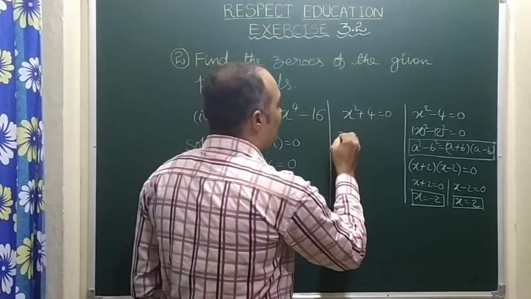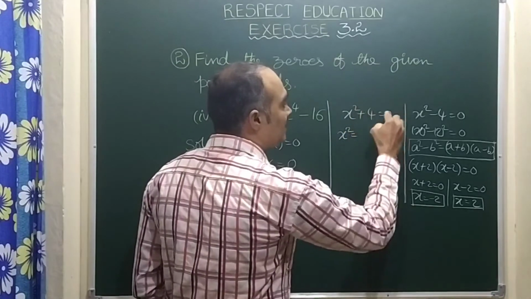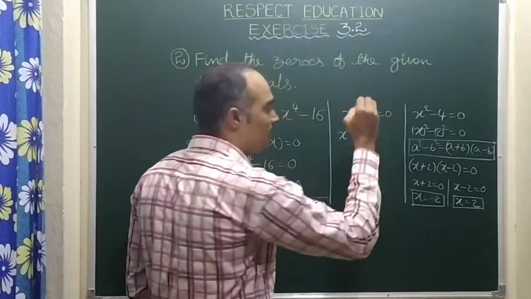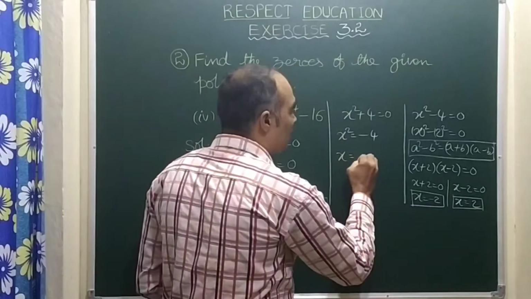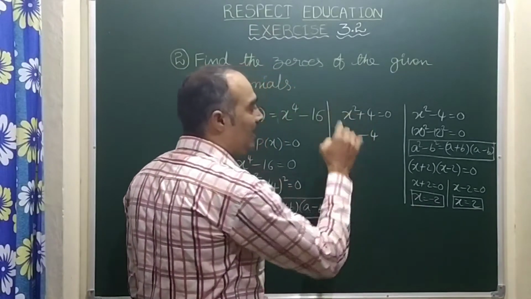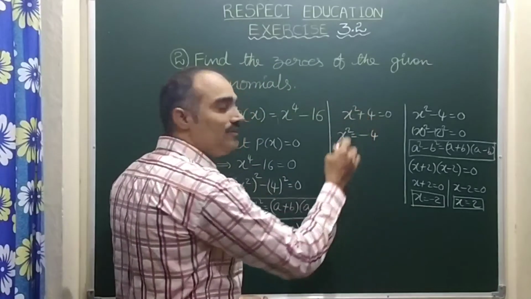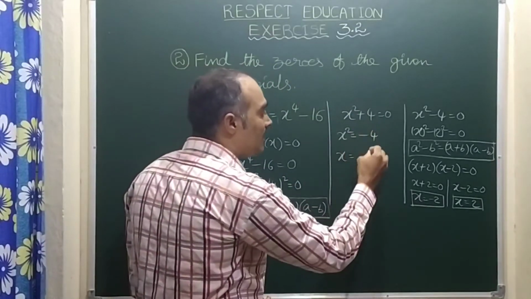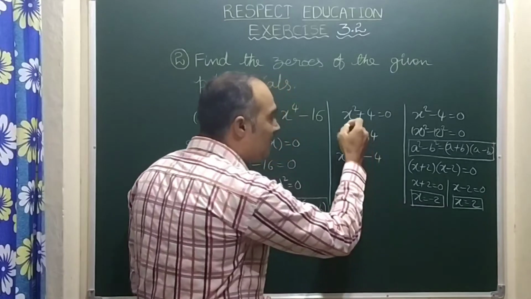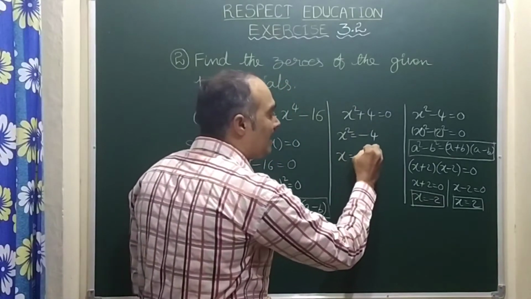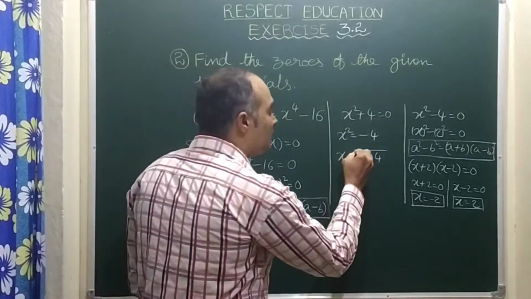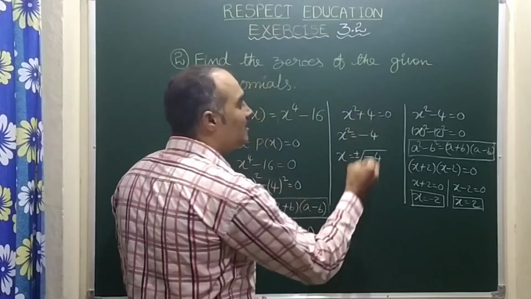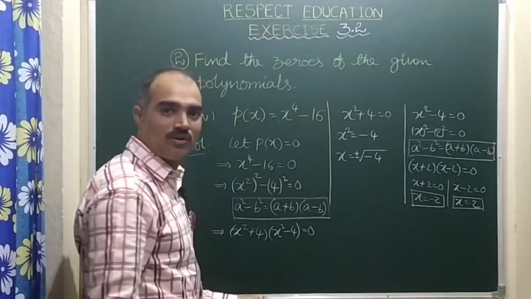So here x square equal to plus 4, shift that side, this will become minus 4. 0 minus 4 is minus 4. So here x is equal to, you see here, when I remove the square, I can write here square root. And one more thing, children, here it is plus or minus square root of minus 4.